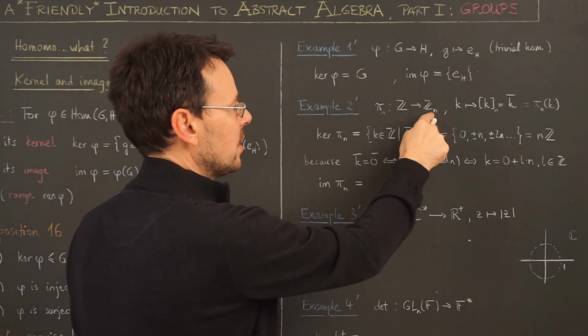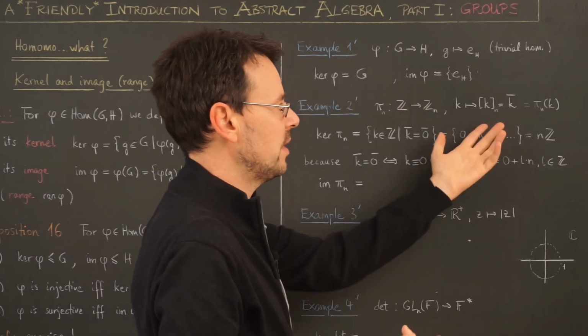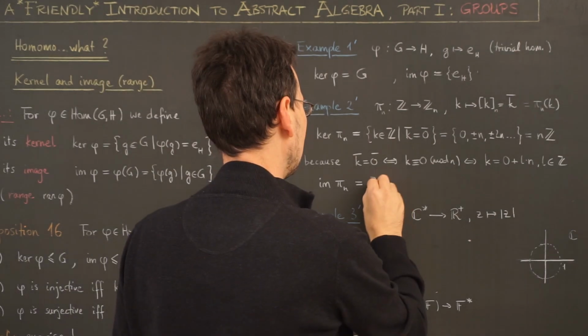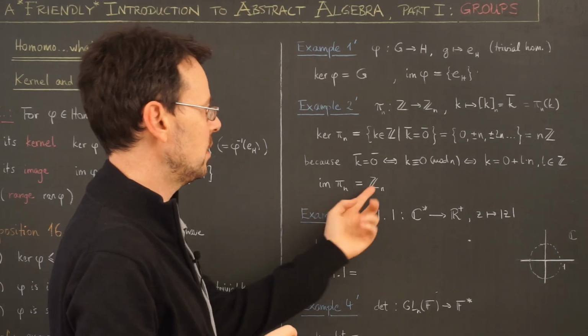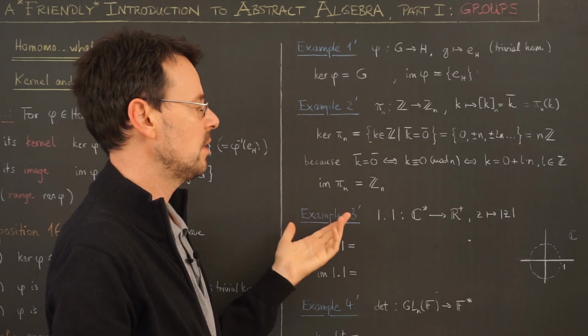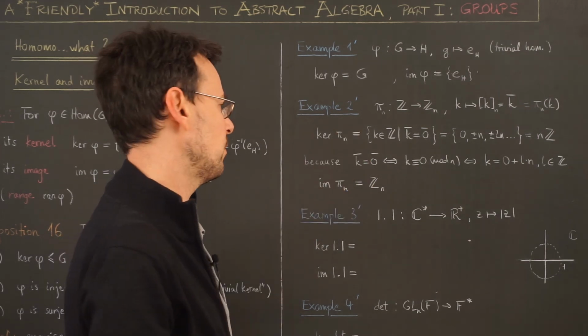Clearly all the elements here are hit by pi n, because I project every integer to its residue class, so clearly I end up with all the residue classes. The image of this here is this whole group, so it is an epimorphism. So here we have an example of an epimorphism that is not a monomorphism.